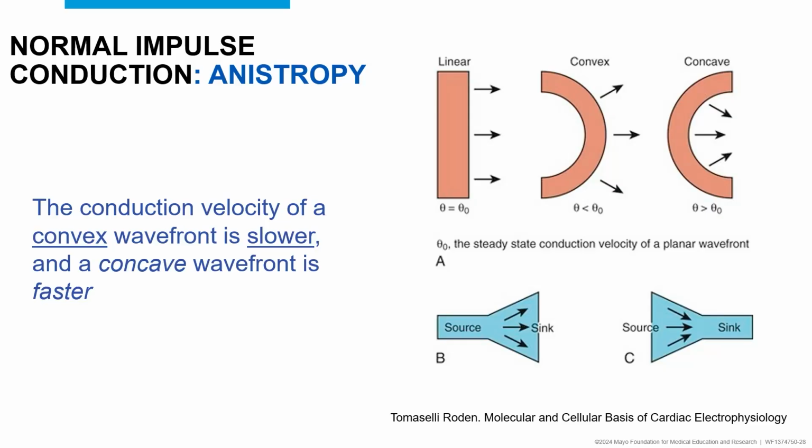If you are funneling into a small sink, this sort of concave conceptual model, you're going to speed up conduction. It's like holding your finger over a hose. Small, you narrow up that hole on the tip of the hose, and you're going to increase velocity. You make it a wide hose opening, slow velocity.